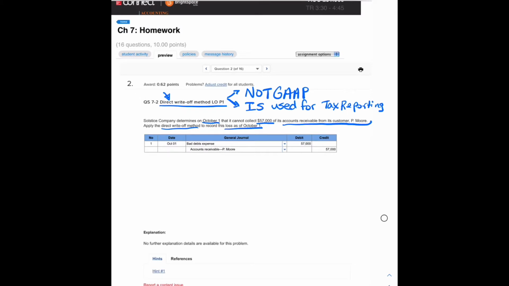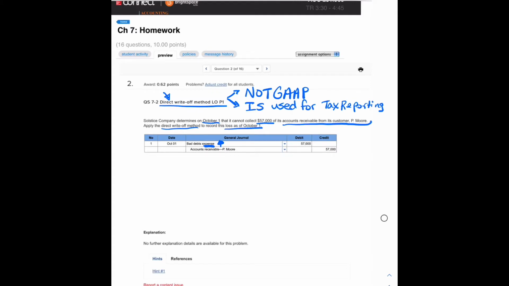So we're going to debit bad debts expense, and just like every other expense, it's going to increase with a debit. Now, if we think about this, what happens when an expense increases? Let's just take this to the next step here. So when an expense increases, what's also happening is equity is decreasing. And that's because expenses work to reduce equity, whereas revenues work to increase equity.